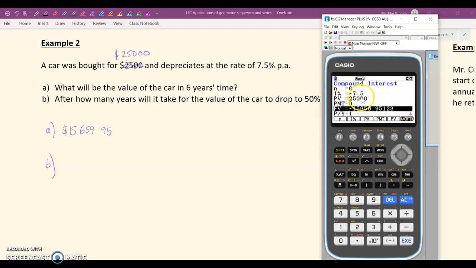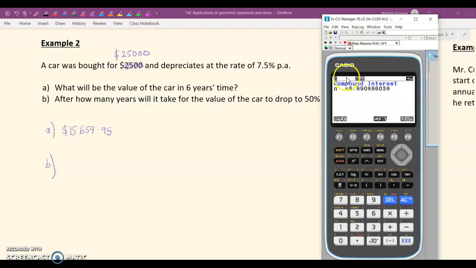Now, you need these two to be opposite. So if that one's positive, this one you have to enter in as negative. If you didn't, I'll show you what happens. So half of 25,000 is 12,500. Payments per year and compounding period haven't changed. If I now try and solve for n, which is what we want to do, we want to find how long does it take to reach half its original value. If I press this, you can see it says invalid setting. So that gives you a little hint that there's something wrong here. So we actually needed this to be negative 12,500.